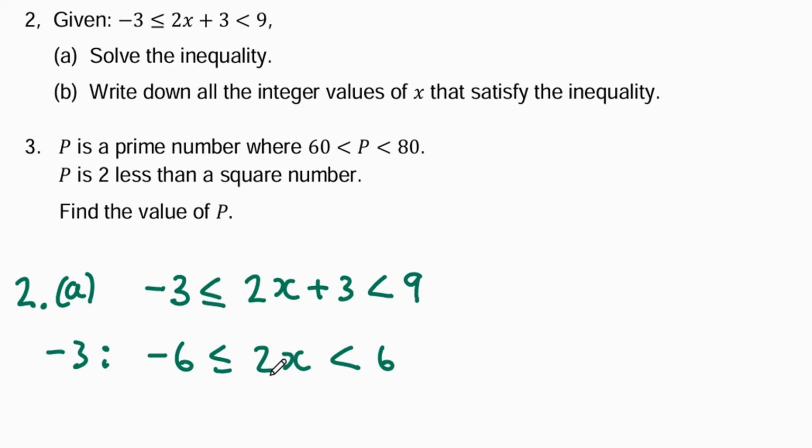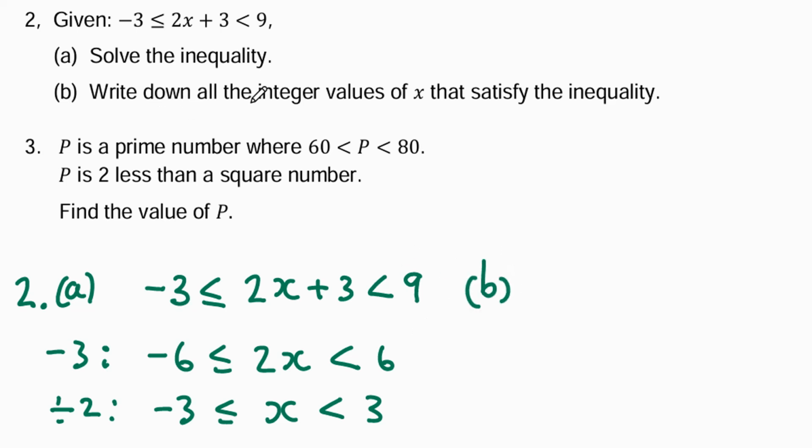Now we want to get rid of the 2 here, so we can divide through by 2. Negative 6 divided by 2 is negative 3. When we divide 2x by 2, the 2's will cancel, and we're left only with x. And then 6 divided by 2 is 3. So x is greater than or equal to negative 3, but strictly less than 3.